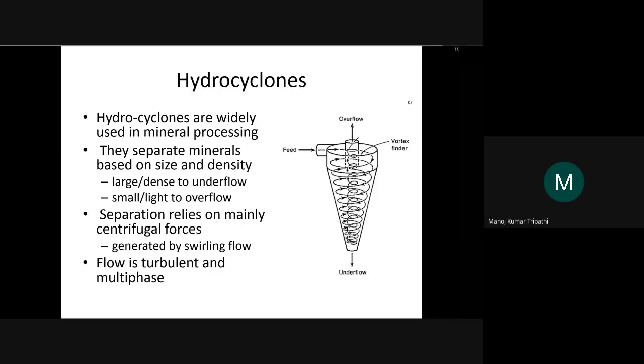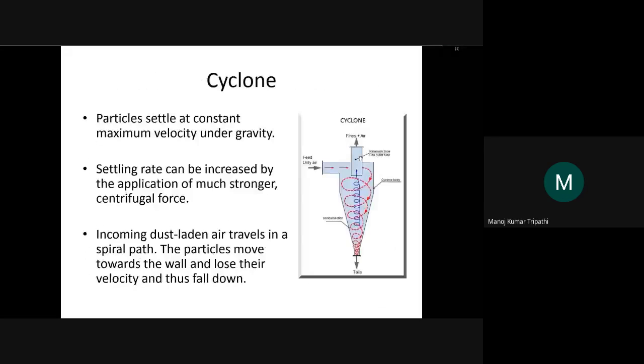So you can see here, this is known as a cyclone. Let me go to the first slide. This equipment is known as a cyclone. This is a 3-dimensional equipment. This is a cone here, conical section, as you can see written here.